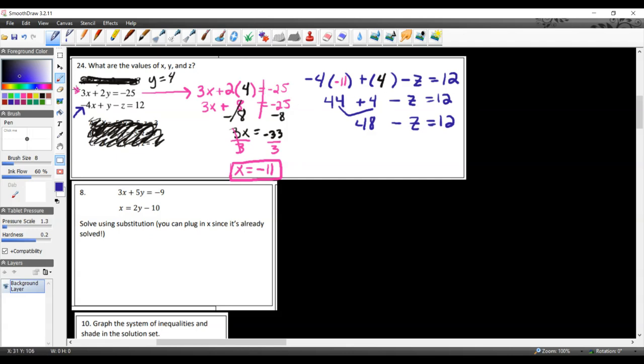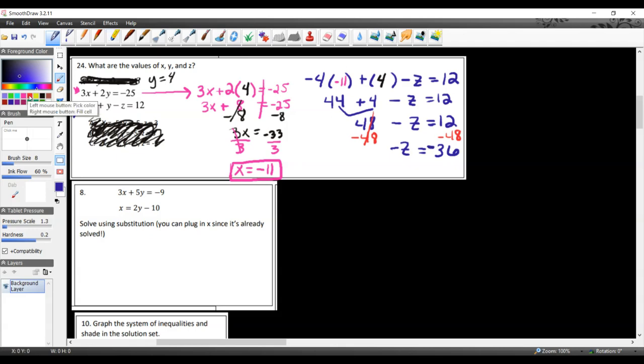And finally, we're going to solve for z. So to do that, let's go ahead and move this 48. So minus 48 minus 48. That gives me 0 on this side. And I'm left with negative z is equal to 12 minus 48. Since 12 is positive and 48 is negative, we're going to subtract it. So 48 minus 12 is 36. Okay. But since 48 is bigger than 12 and 48 is negative, it's going to be negative 36.